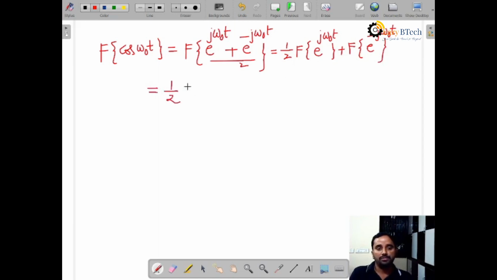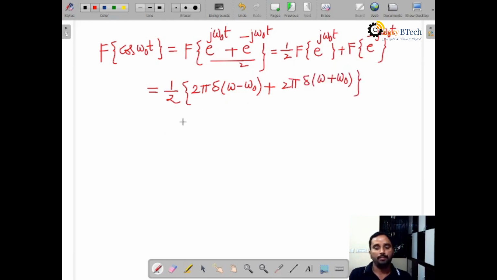Then we already know the Fourier transform of e power j omega naught t. So 1 by 2 times 2 pi del of omega minus omega naught, because here it is plus omega naught in the exponent, that is why here minus omega naught, plus 2 pi del of omega plus omega naught. We can take 2 pi common. So 2 pi is outside by 2, times del of omega minus omega naught plus del of omega plus omega naught.